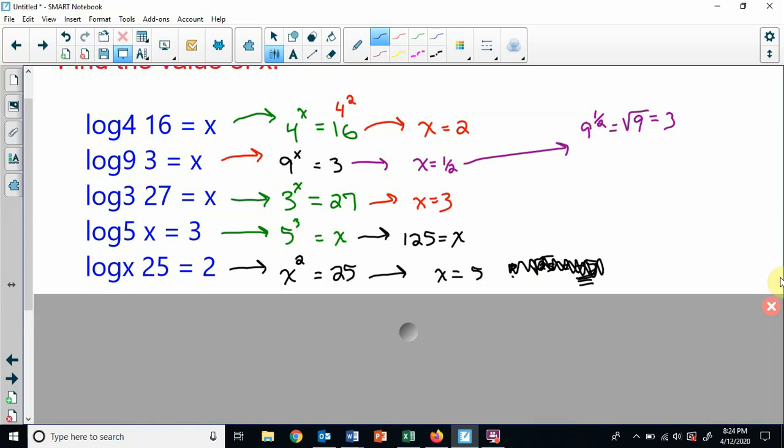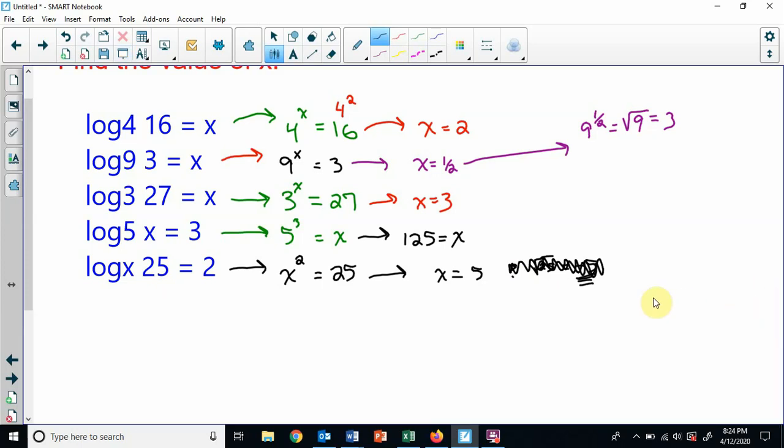Okay? So awesome. So that's the meat of the lesson, is all focused on this ability to go from the log to the exponential. And then you can solve for x. If you can rewrite it, you can solve it, at least these beginning ones.